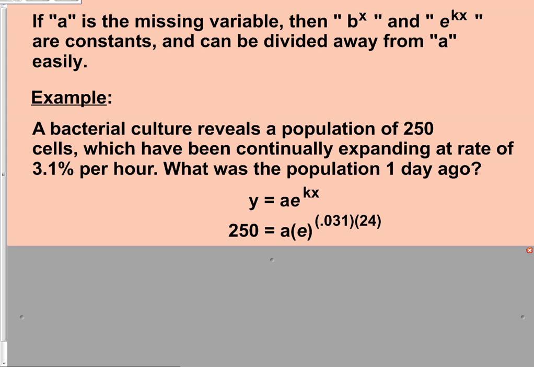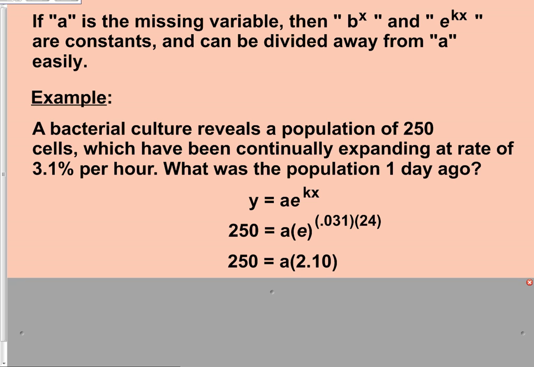Now, A is obviously the unknown value. E is a number raised to 0.031, which is a number, times 24, which is also a number. That means e to the 0.031 times 24 is a number, and we can put it directly into our calculator. I'll show you how I got it here in a moment when I can find my calculator.